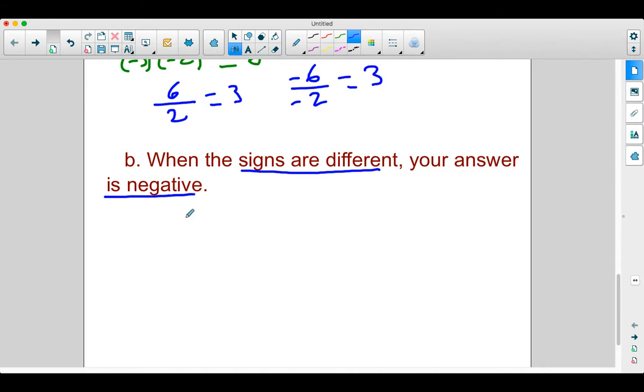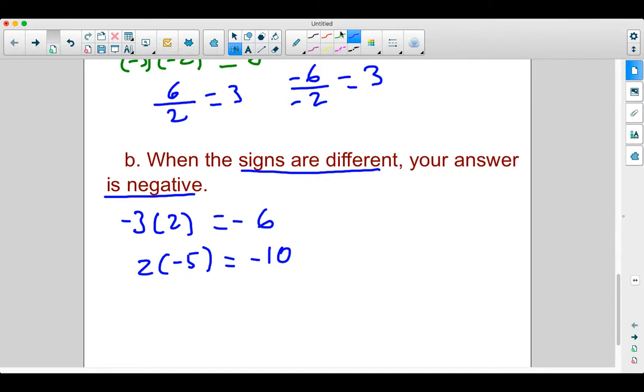What this means is that if I do negative 3 times 2, the signs are different, so my answer will be negative 6. It doesn't matter which one comes first, the negative or the positive. So 2 times negative 5, the answer is still negative 10. And this rule applies for multiplication as well as for division.